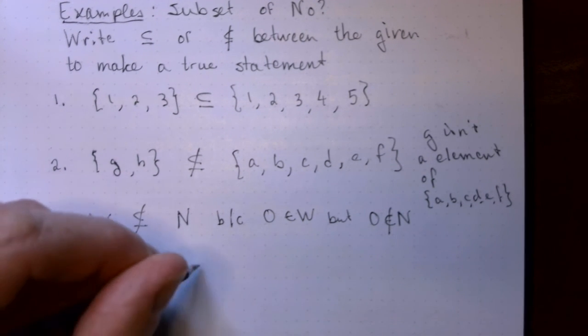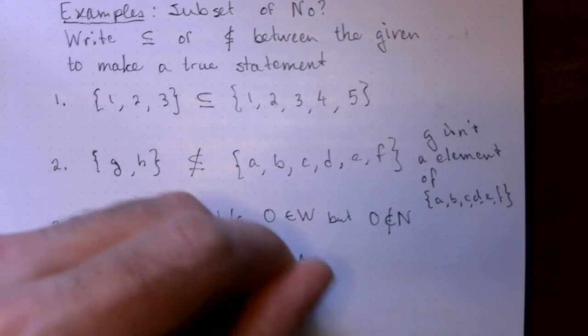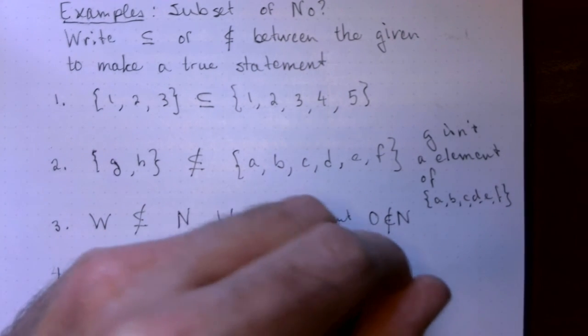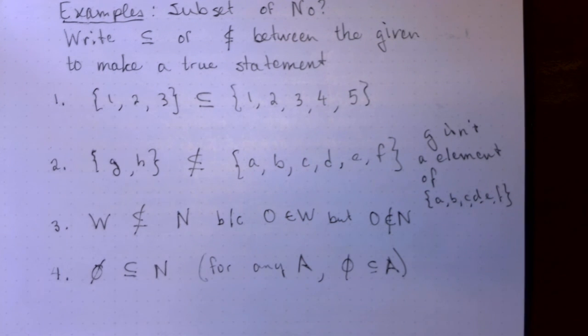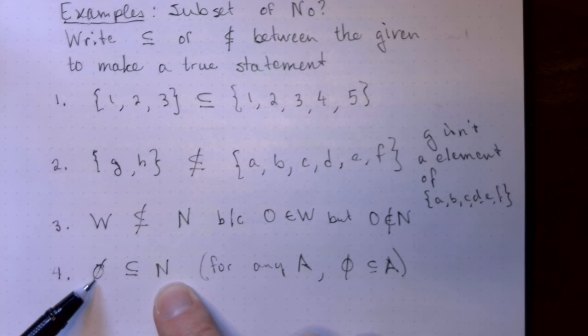Okay? So for any set A, the empty set is a subset of A. That's an example of something that is called vacuously true. This statement is true because you can't prove it's false.